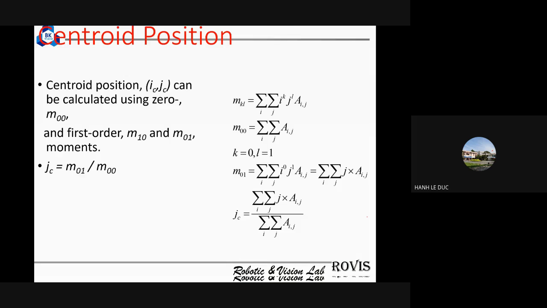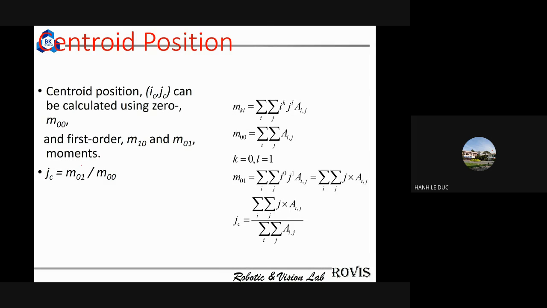So let's do it first. So let's remember the equation. J will be equal to M01 divided by M00. So our task is to calculate M00 and M01, right? So for M01, that means we replace P and Q here, right? P equal to 0 and Q equal to 1, right? So after we replace the number, we will have this M01 is here, and then this one is here.